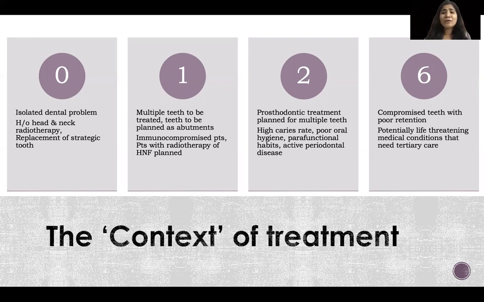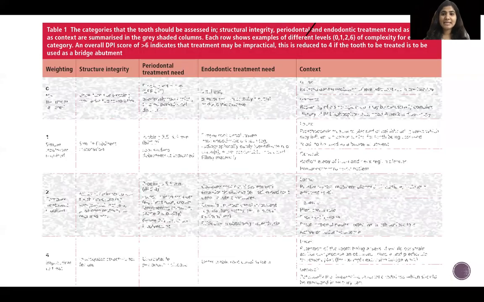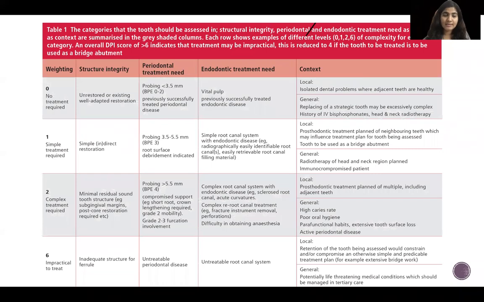High caries rate, poor oral hygiene, parafunctional habits, and active periodontal diseases all fall under this category. And number 6 is given in cases where there are compromised teeth with poor retention and potentially life-threatening medical conditions that need tertiary care. So this is basically the table that has been given in the article.